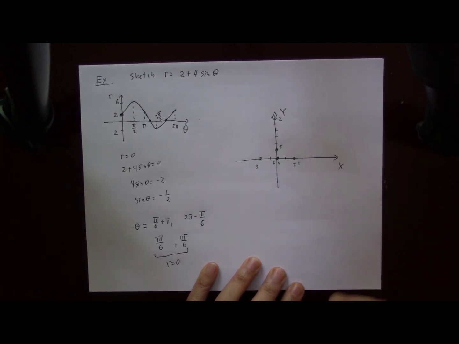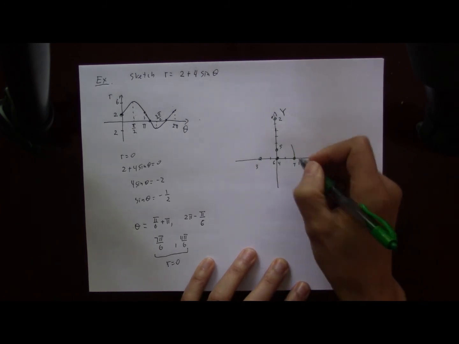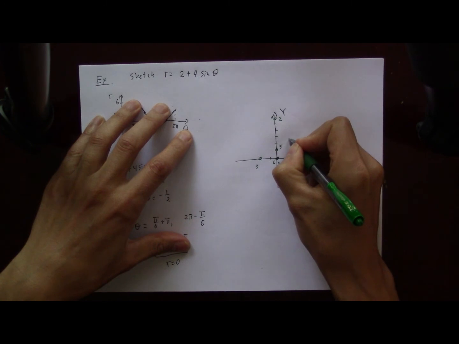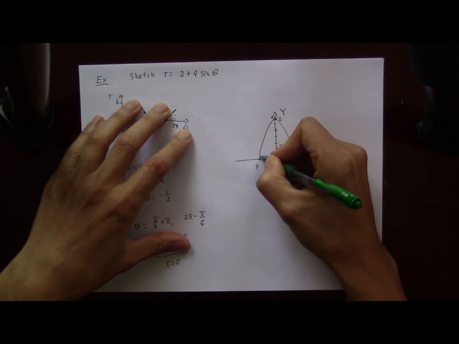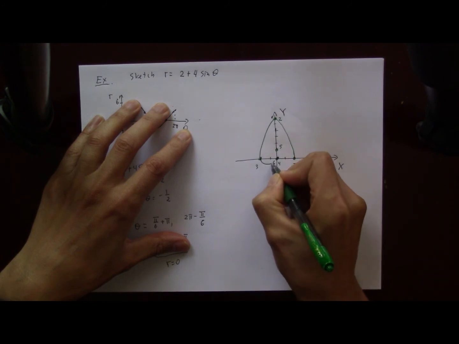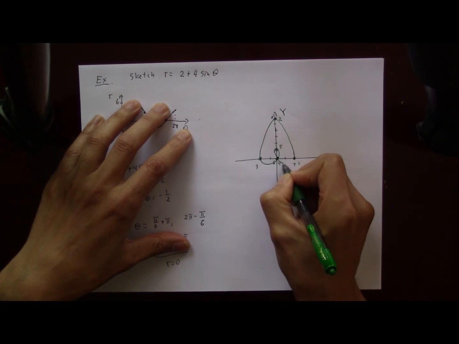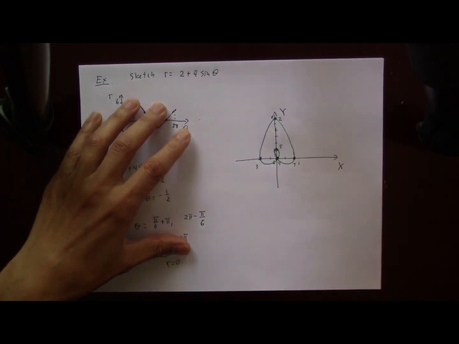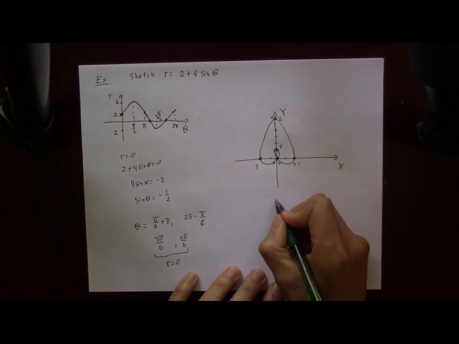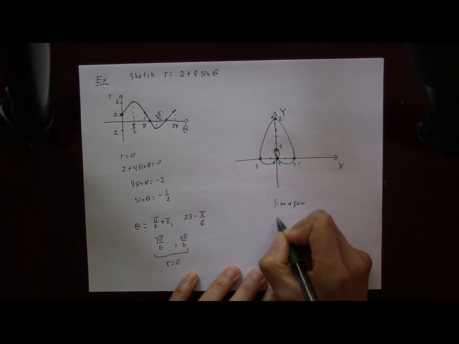So now connect 1 to 2, 2 to 3, and so on. So I'm going to get something like 1 to 2, 2 to 3, 3 to 4, 4 to 5, 5 to 6, and to 7. So we're going to get a graph which looks like this. That is a so-called limaçon with an inner loop.